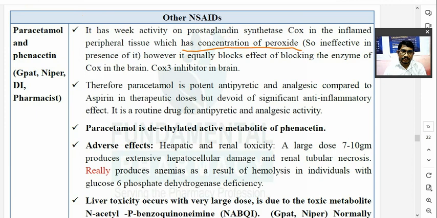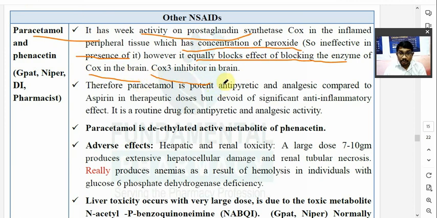Parasites inactivate the paracetamol, and that's why paracetamol has a weak anti-inflammatory activity. So it is ineffective in the presence of it. However, it equally blocks the enzyme COX in the brain. So it is a selective COX-3 inhibitor in the brain.